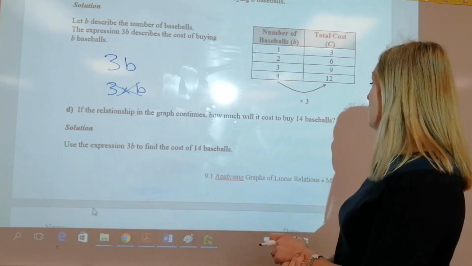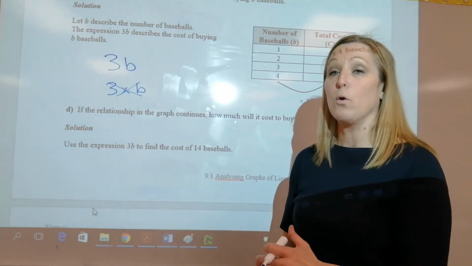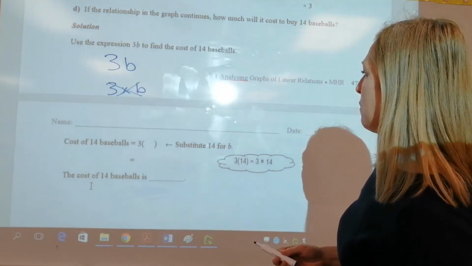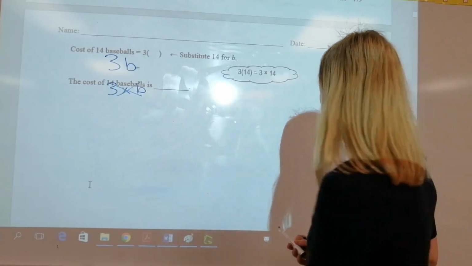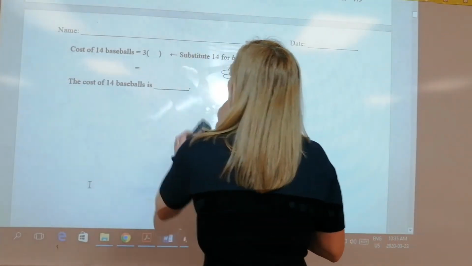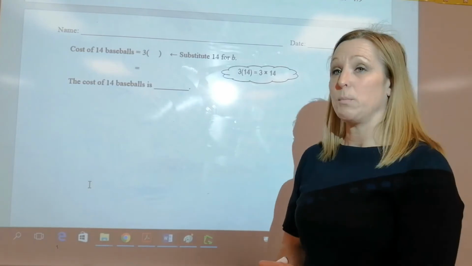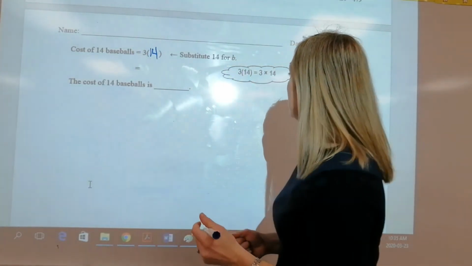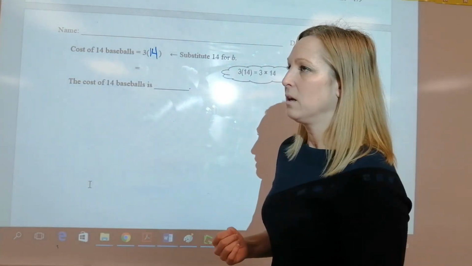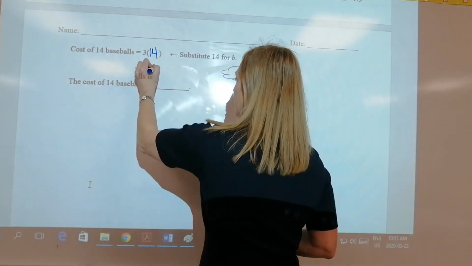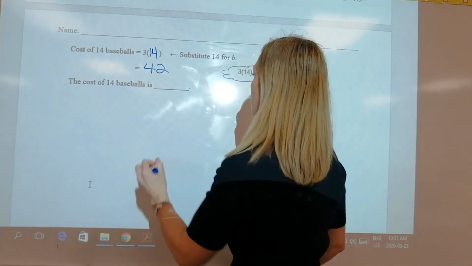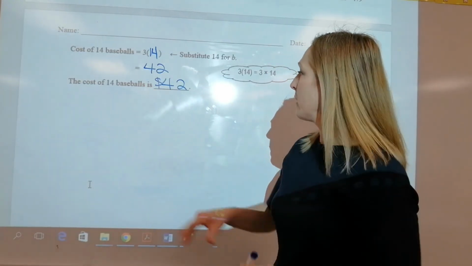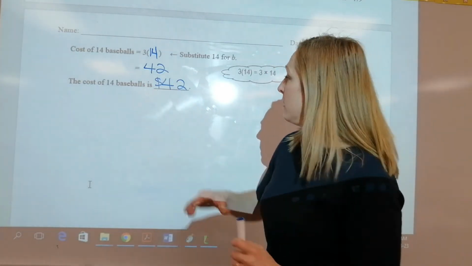If the relationship on the graph continues, how much will it cost for 14 baseballs? We're going to use that expression 3B to help us out here. So the cost of baseballs is simply going to be 3 times 14. What is 3 times 14? 42. The cost of 14 baseballs is $42. Don't forget your units.